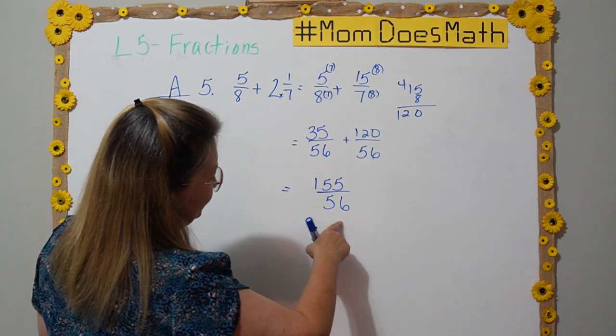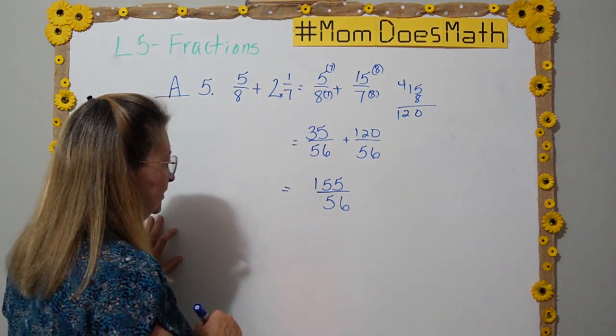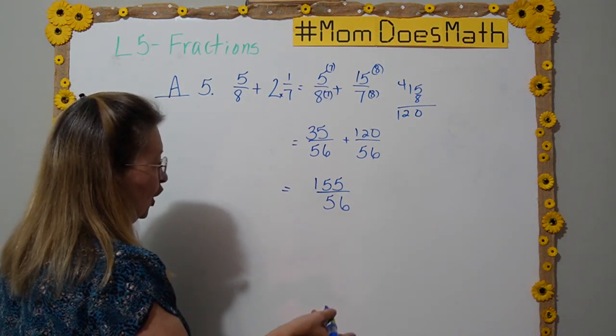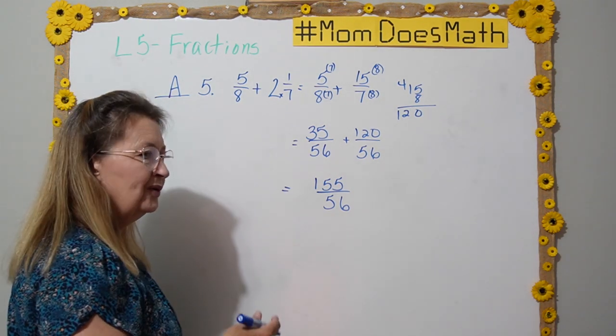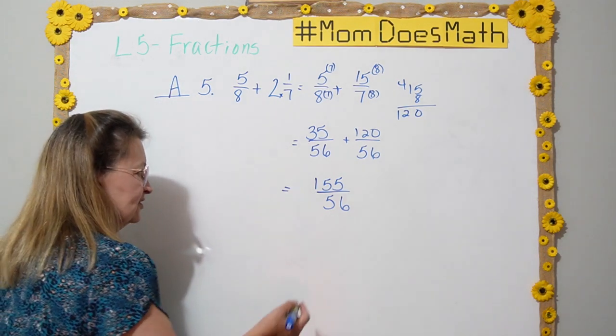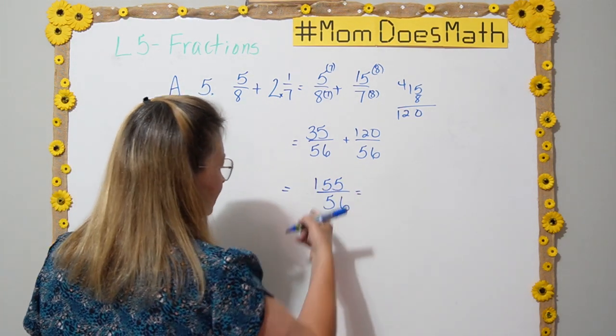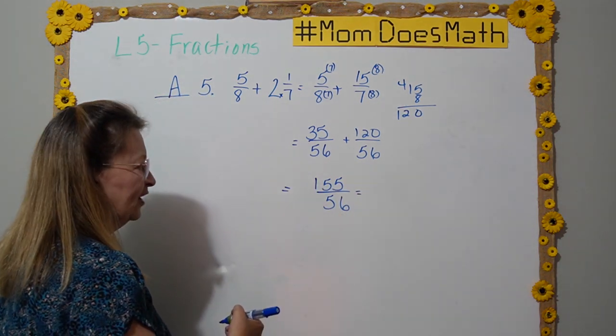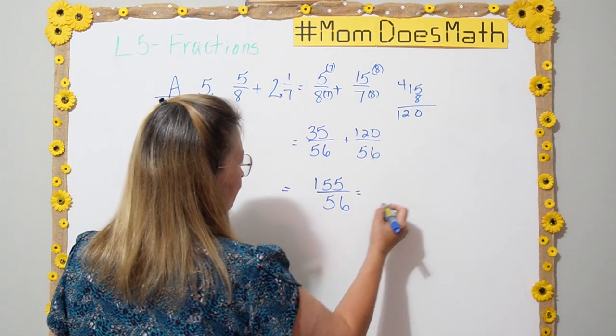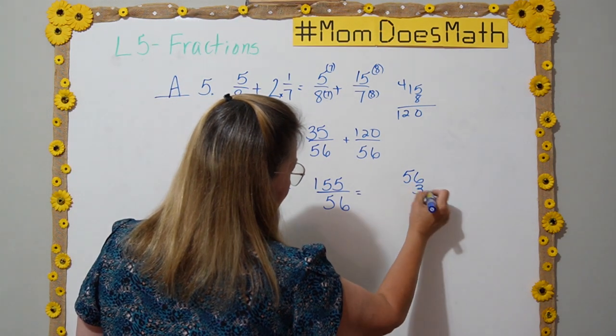Let's see, 5 plus 6 is 11, so 3 won't go in. So no, this is lowest terms. It's not improper. So if you want to change it to a mixed number, you can say, how many times will 56 go into 155? And I'm thinking 3 times, but I'll just show you.